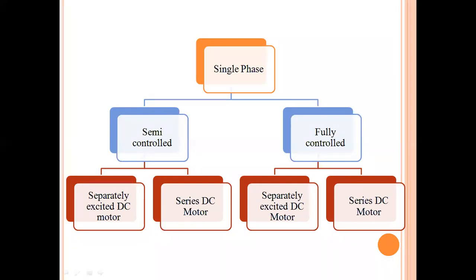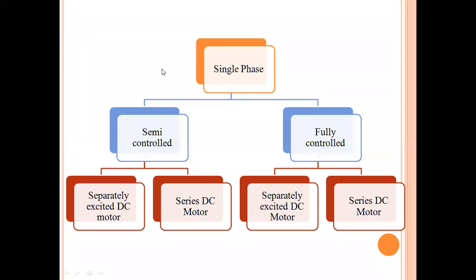And two motors, separately excited motor and series excited motor, total 2 and 2 and 2. So 2 cube combinations we will get. So total 8 topics we will get. So out of 8 topics, 4 topics coming to single phase supply, 4 topics coming to 3 phase supply.